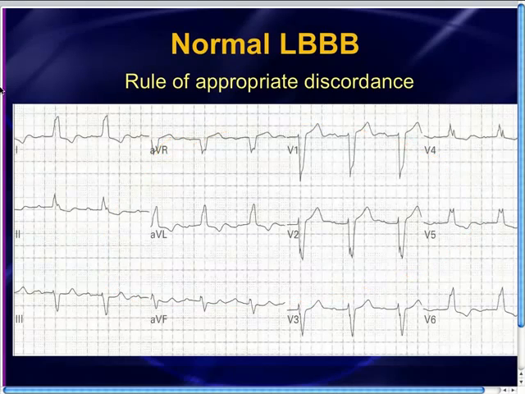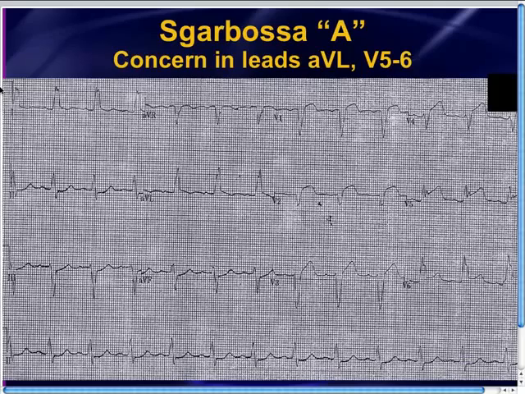If you ever have the QRS complex and the J point in the same direction, you've really got to worry, and that's what Scarbosa talked about. So, going through the Scarbosa criteria, A, B, and C one at a time. Scarbosa A, you'll recall, said if the QRS complex, or rather if the ST segment is elevated in the same direction as the QRS complex, that's an MI.